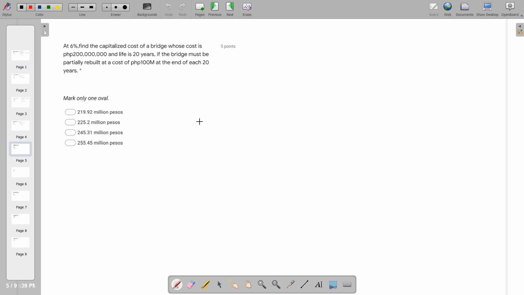Okay, so moving on to the next problem, we have here a bridge with the first cost of 200 million. So yung life niya is 20 years. If the bridge must be partially rebuilt at a cost of 100 million at the end of each 20 years. So in this case, ito yung case na walang maintenance but we have a replacement cost. Okay, so remember the replacement cost is equal to S all over 1 plus I raised to K minus 1. So yung S natin is actually equal to 100 million, and our K is every 20 years, right?